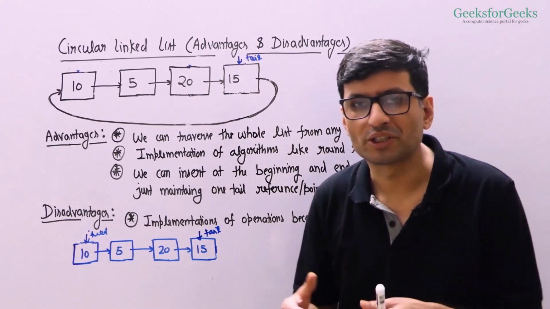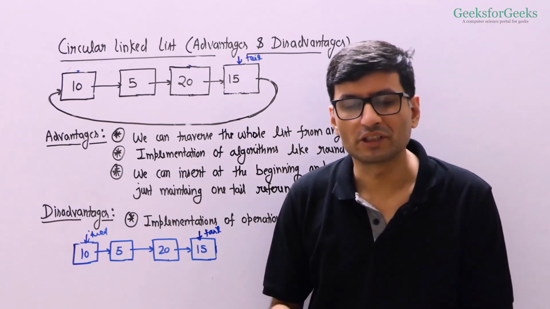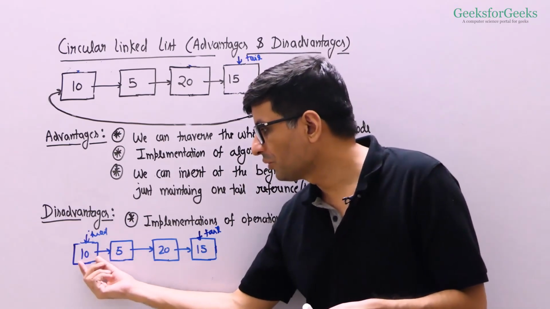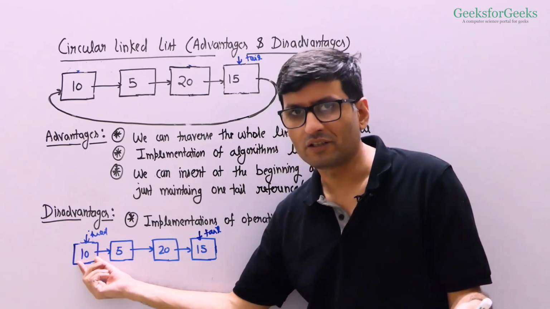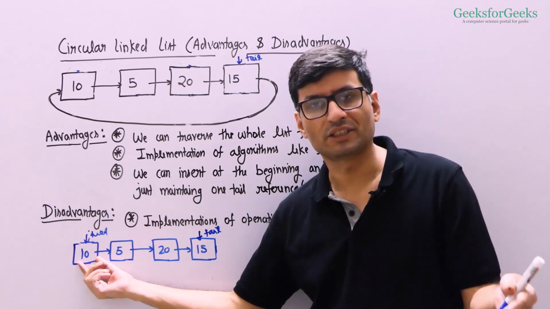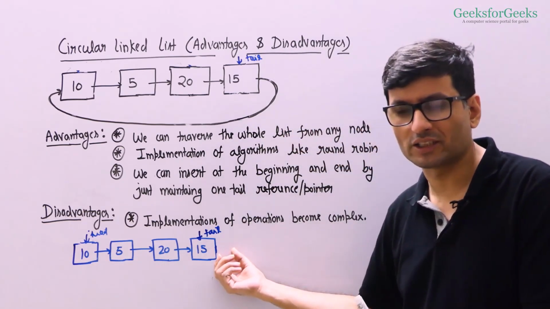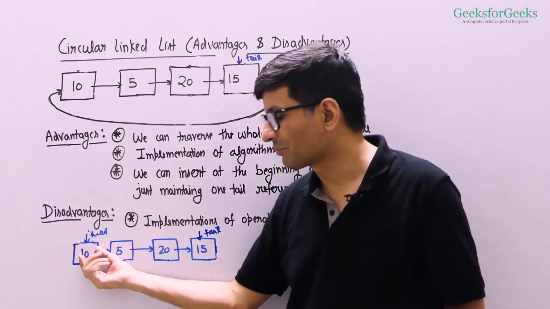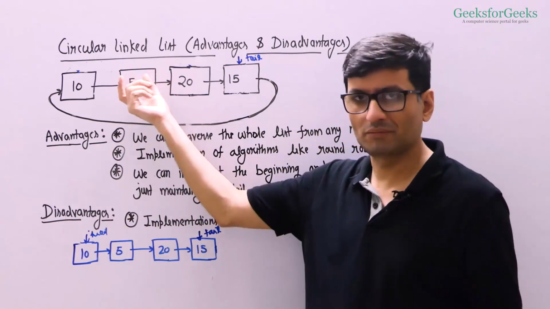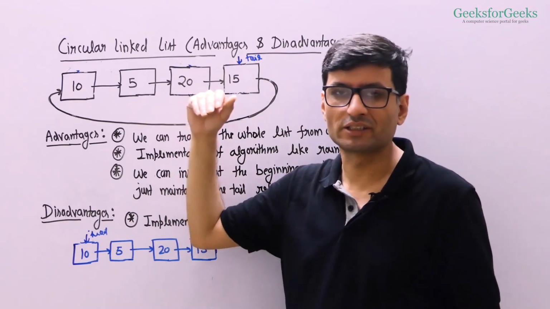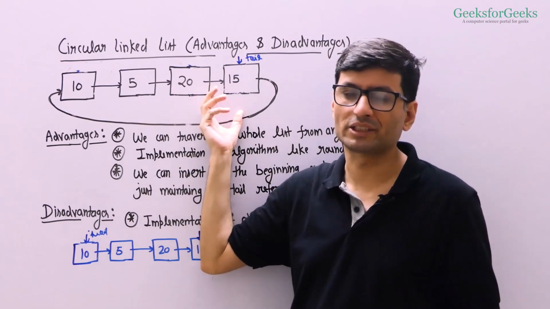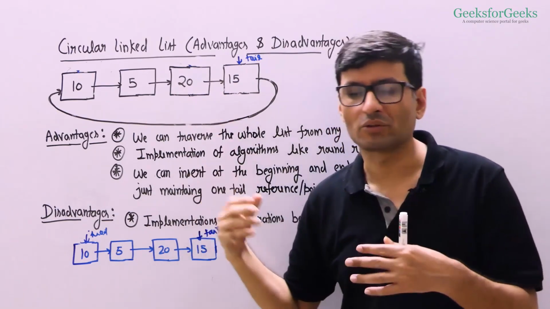Let's now see how is it useful in implementation of queue. In queue data structure, you delete from the front. When we'll study queue data structure, we'll see we delete from the front and we insert at the rear or the last position. And deletion from the front is possible by just maintaining one variable, and insertion at the end is also possible by just maintaining one variable in circular linked list.